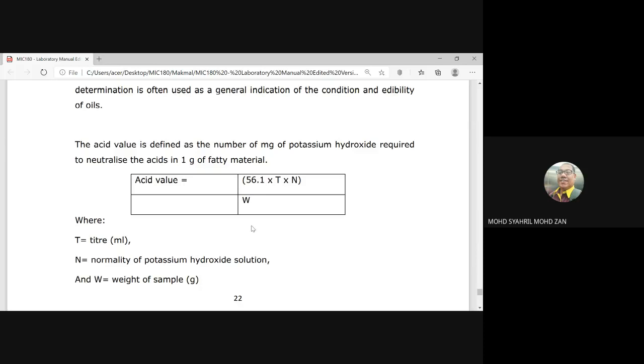Okay. So T is what? T is the titrate per mL. So it means you have to do the process of titration, same as saponification. N is the normality of potassium hydroxide solutions. And last one will be W. W is the weight of samples in gram. Okay.